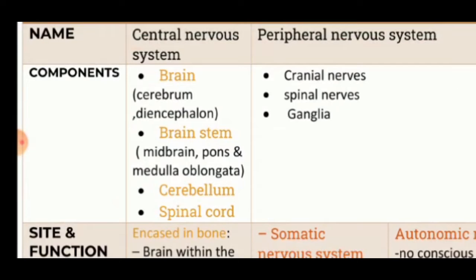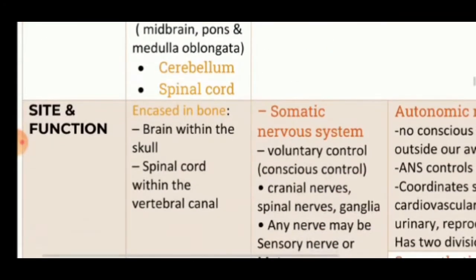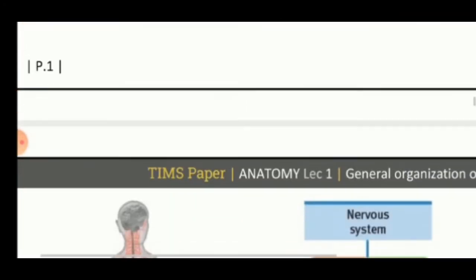Actually, the brain is made up of different parts. It's not, as many people think, an organ that is made of a single unit. No. The brain is made of cerebrum, brainstem, and cerebellum. And of course, it's found inside the skull.